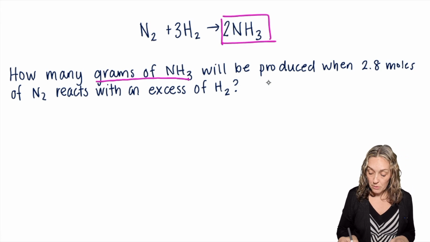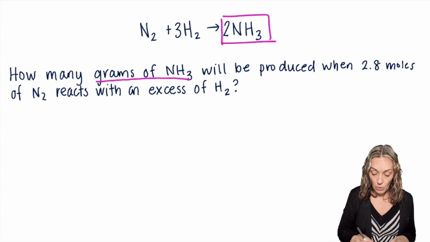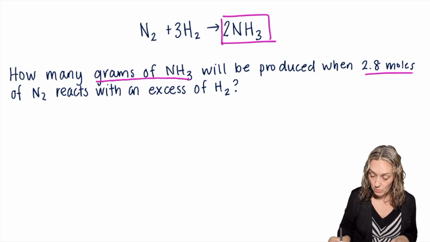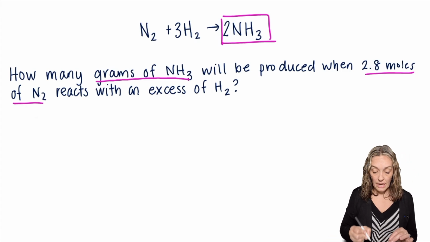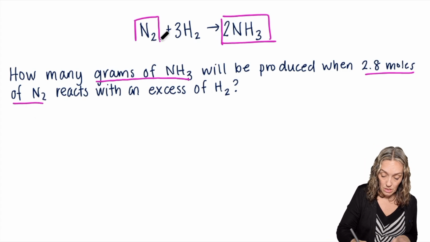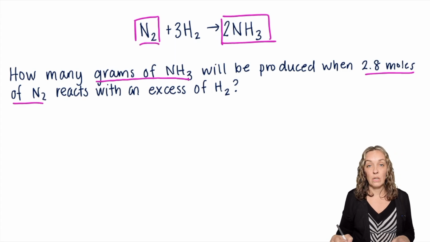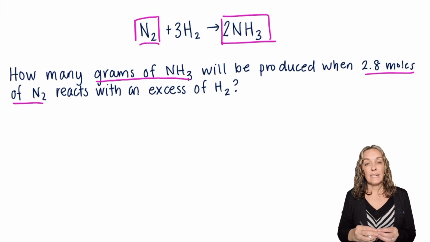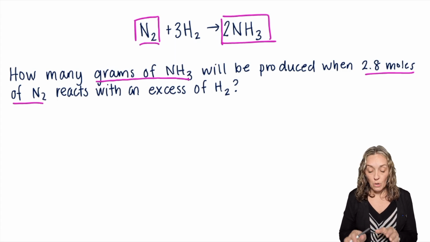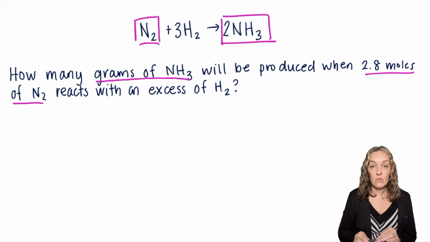I want to know how much will be produced when 2.8 moles of N2. So 2.8 moles is my other substance that I care about, and that pertains to the N2. I'm going to find that in the equation. It's telling me that I have an excess of H2, but notice it's not asking me how much H2. So I don't need to worry about the H2 in this particular problem.